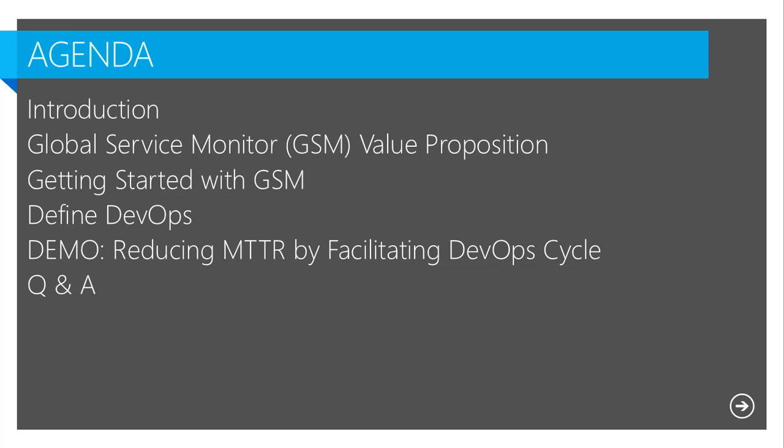Then we will dive into the demo, and we will show you how Global Service Monitor, together with other Operations Manager assets, helps to facilitate Dev and Ops communication and interactions when they work together on fixing live-site issues. So essentially, we'll show you how to reduce MTTR. MTTR is mean time to resolution with Operations Manager. And we will close this session with Q&A.